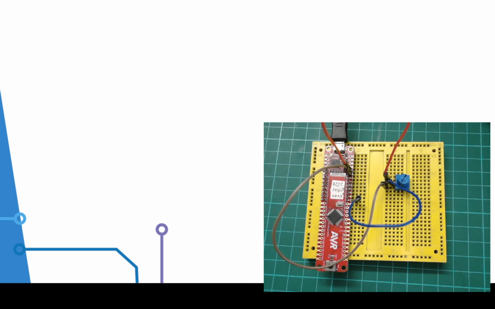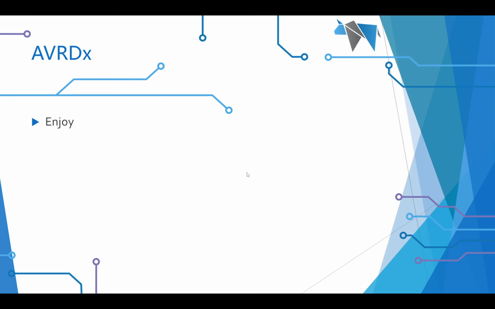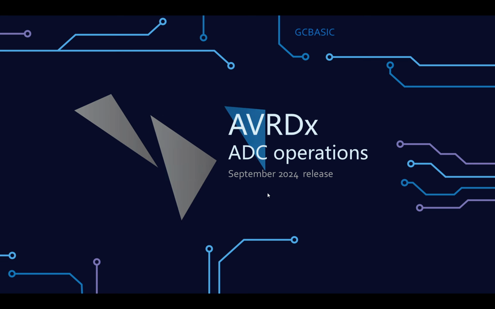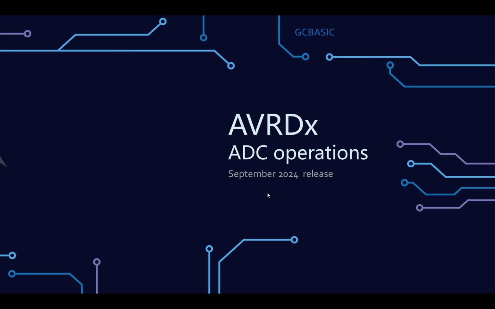Go back to my slides. So I want you to enjoy that because it is extremely simple to read the ADC. So that's ADC operations for GCBASIC, September 2024.